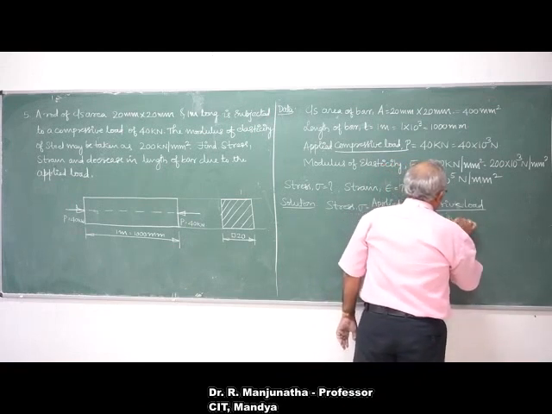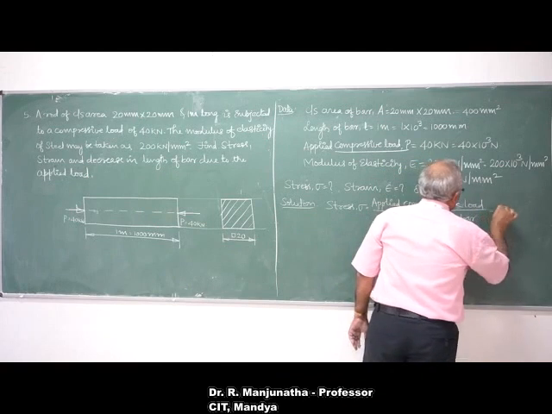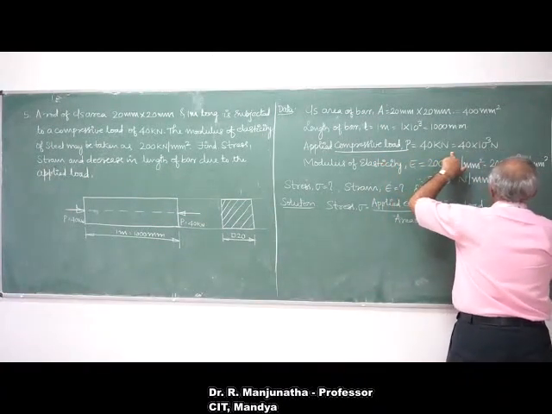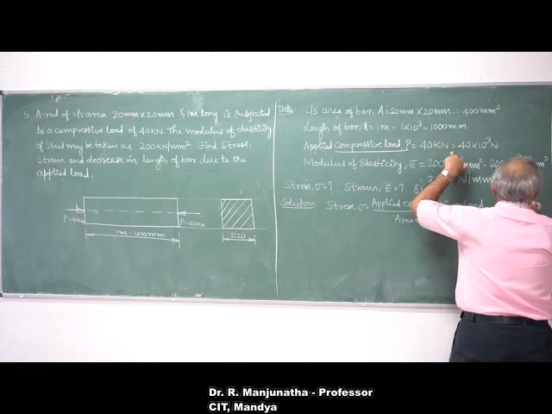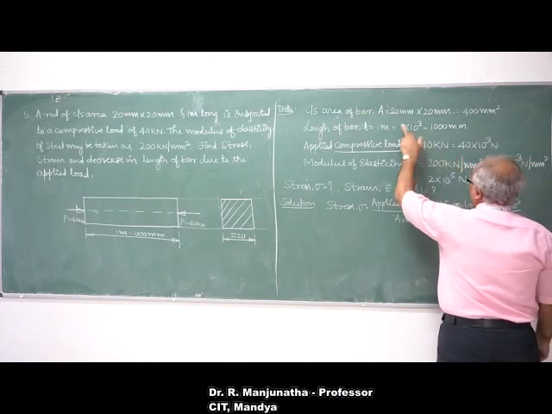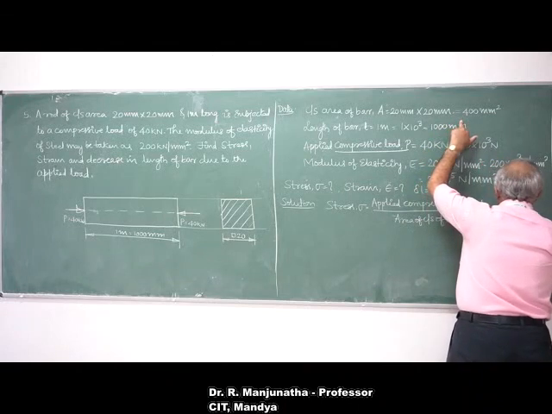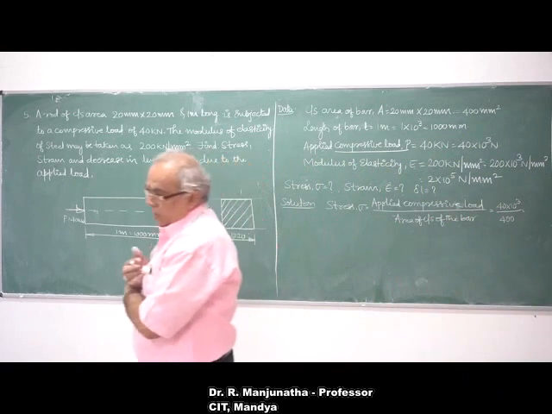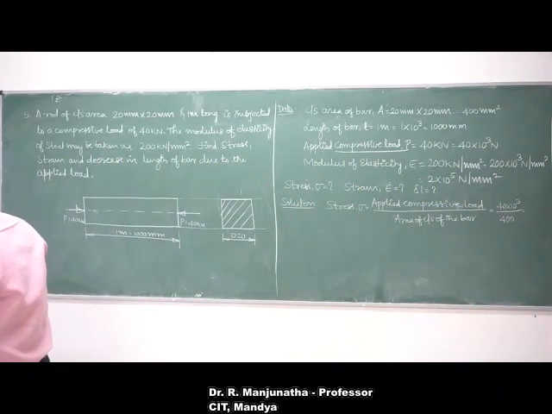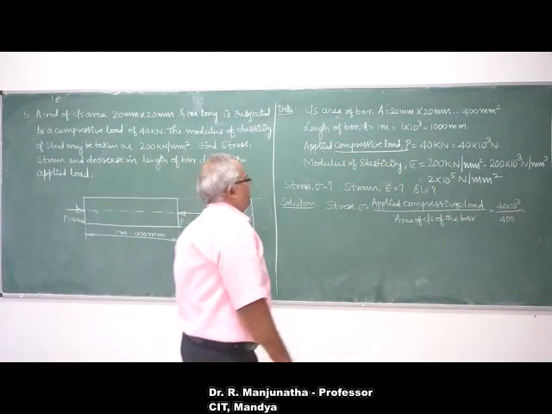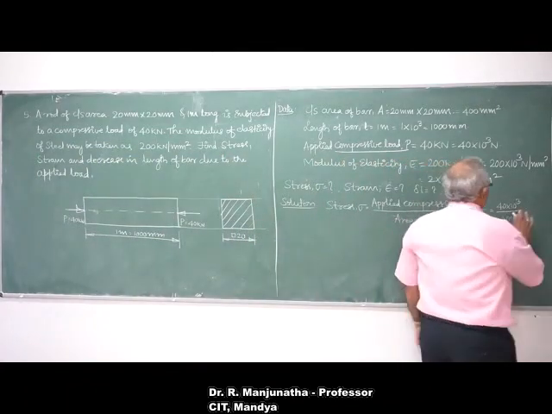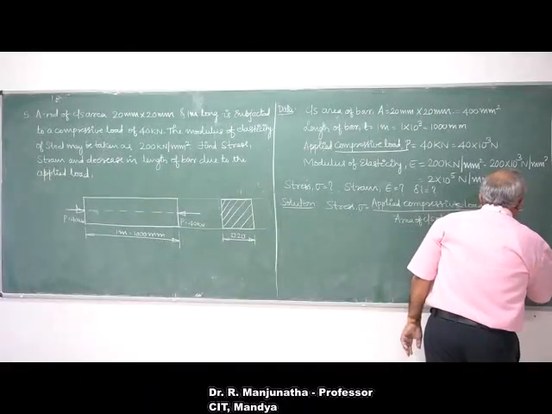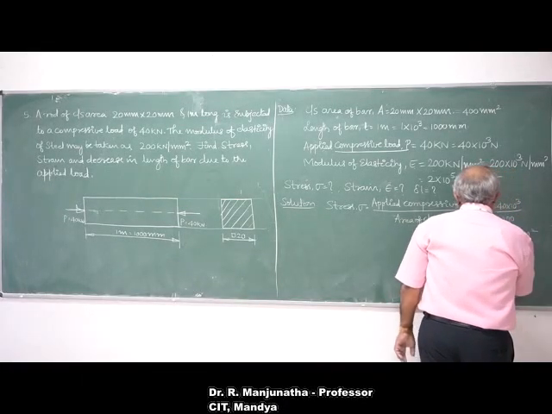So this is the square bar. The stress will be equal to the applied compressive load, which is given to be 40 into 10 to the power of 3, divided by the area of cross section of the bar, which is 400. So naturally it is going to be 100 Newton per mm square. This is going to be the value of stress.